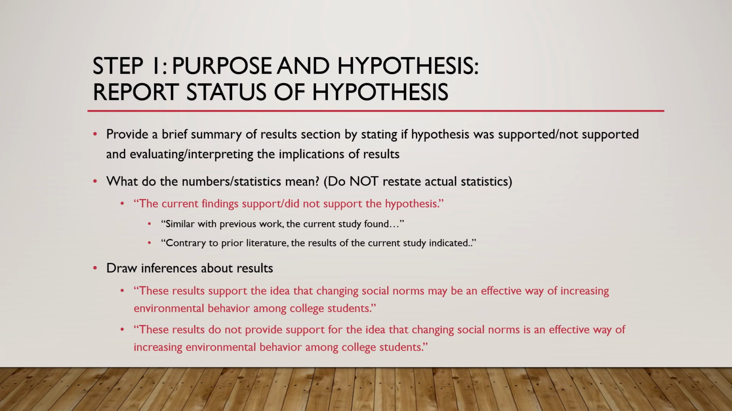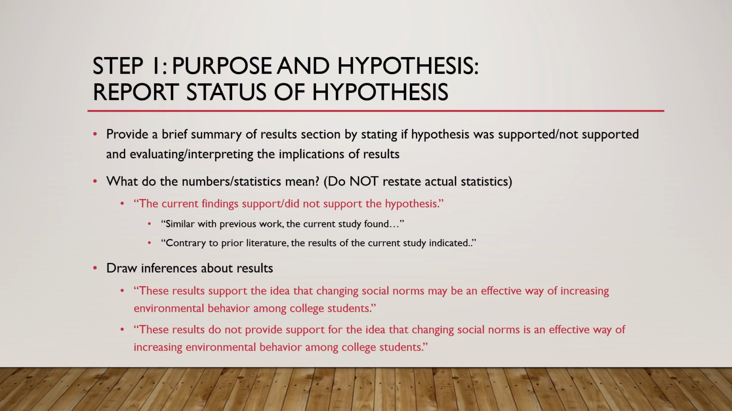Once you have established what you thought was going to happen, you should say whether that did happen. Provide a brief summary of the results section, what was found, by stating if the hypothesis was supported or not supported. You don't have to get into using terminology like null hypothesis and rejecting the null hypothesis. You just need to say whether we found support for our hypothesis.